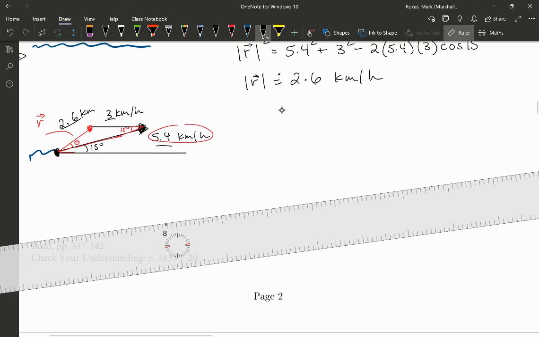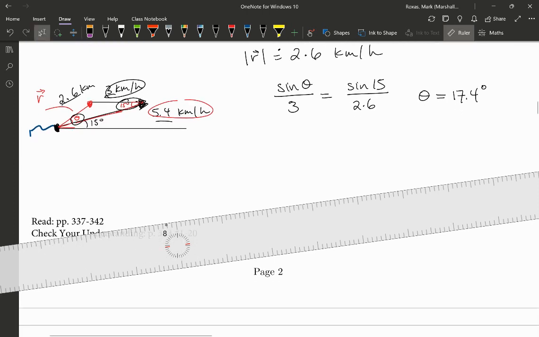Well, I need to find theta using the sine law. So if theta is there, the opposite side is 3 kilometers. So sine of theta over 3 kilometers per hour equals, what's the known angle we have? We know the angle 15 here. So that's sine of 15 divided by its opposite side, which we calculated to be 2.6. If I solve for theta, like before, we should get a theta of 17.4 degrees. But that's the angle inside my triangle, right?